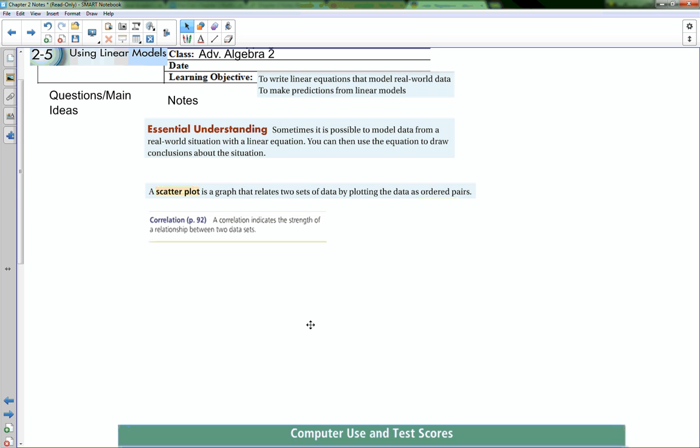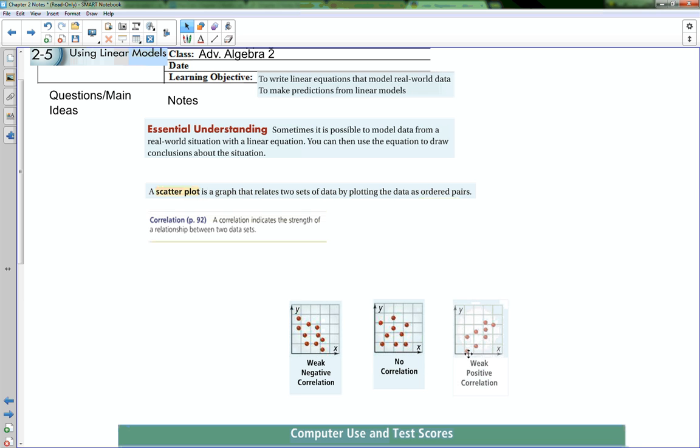And I want you to draw a sketch of these graphs as they come up. So this is a weak negative correlation. You can see the data values have a down into the left motion, but they're not tight together. That's called a weak negative correlation. If you just have data scattered all over your graph, there is no correlation. If your data is kind of separate, but it goes generally up as you go to the right, it's a weak positive correlation.